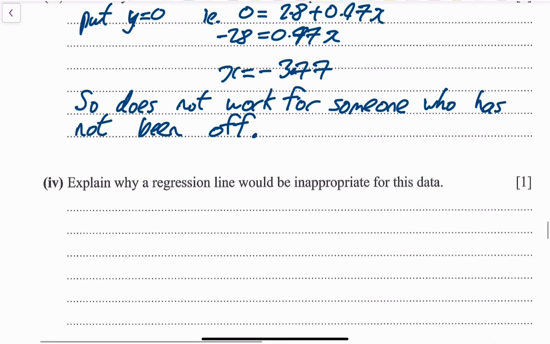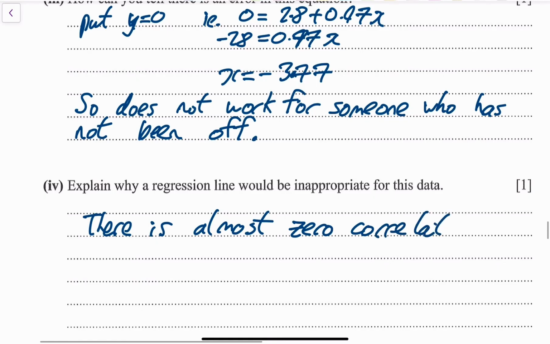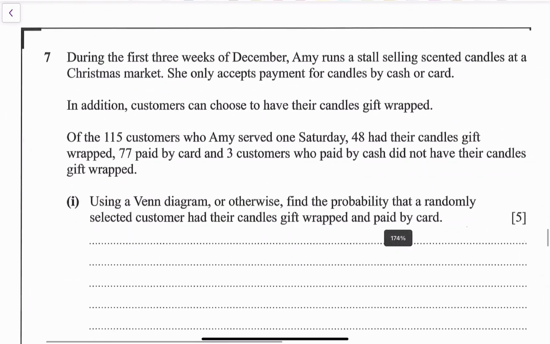Explain why a regression line would be inappropriate. It's inappropriate because there is almost zero correlation. Okay. Right, next question. Almost there.